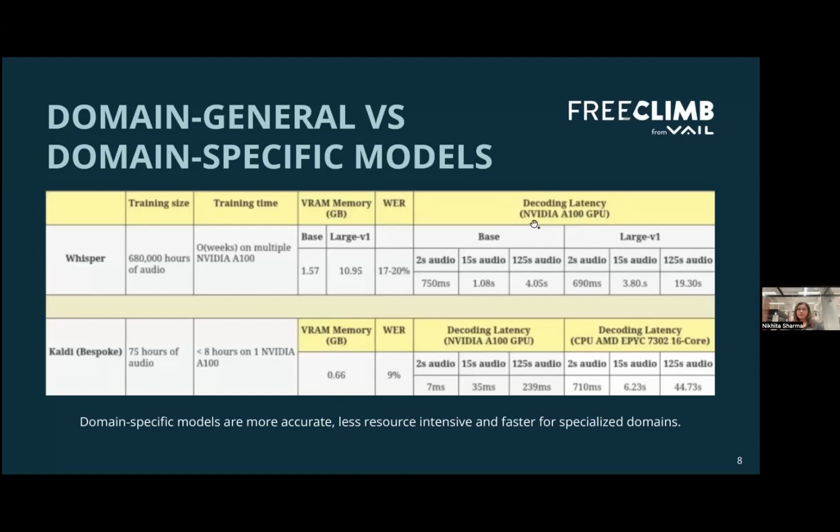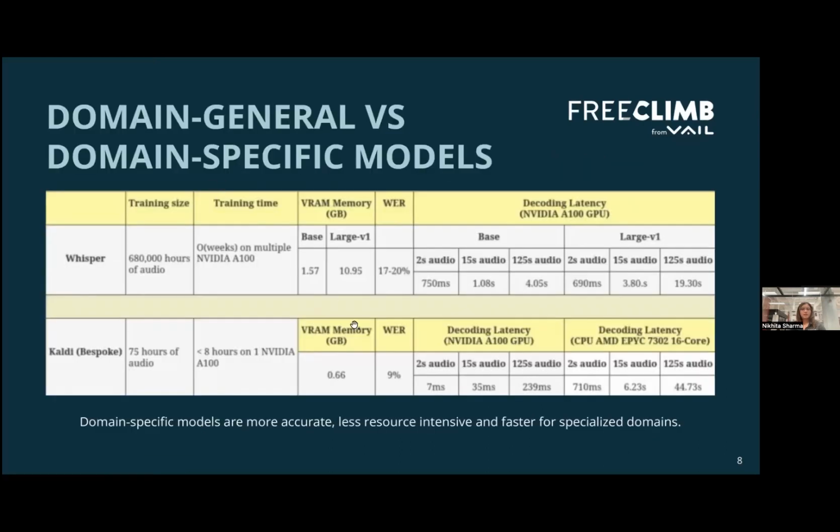If you look at latency on an NVIDIA A100 GPU, if you use the base Whisper model, for a 125-second audio, it takes about 4 seconds to decode. So if you use Whisper, you might have this lag where the user is still waiting for the response because the transcription is taking a long time. But if you use the bespoke models for the same audio, we get the result in milliseconds. That's just a fraction of the time it takes using Whisper. And if you want more accurate results and decide to use larger models, they are even slower compared to the base model. So you can see how you can have an advantage if you use domain-specific models.